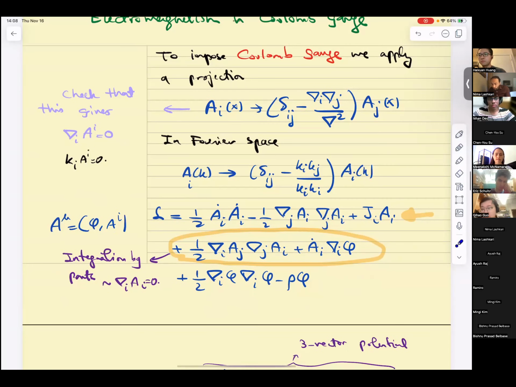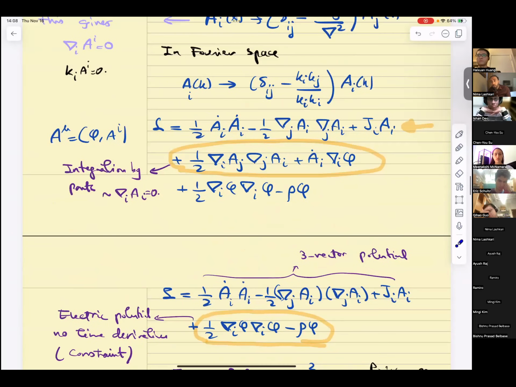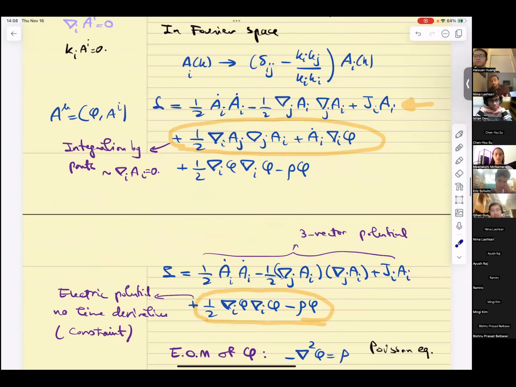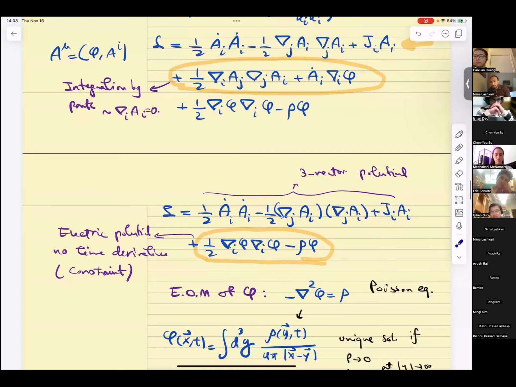So we end up with the following Lagrangian. There is the dynamics of a dynamical 3-vector field coupled to a conserved current J_i. And there is this electric potential that just decouples from everything. It doesn't have any dynamics; there are no time derivatives. So let's first solve the equation of motion for this φ. There's no dynamics associated with it.